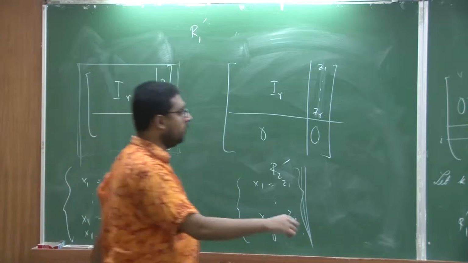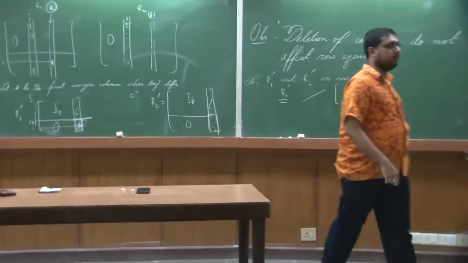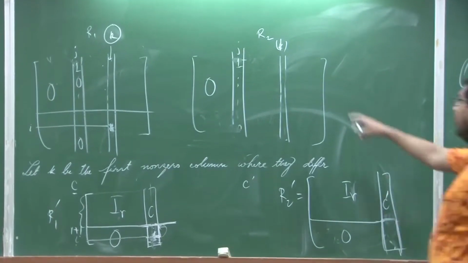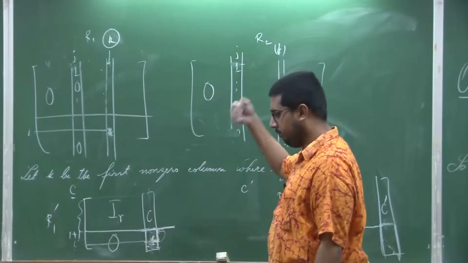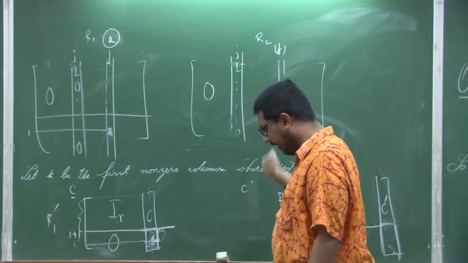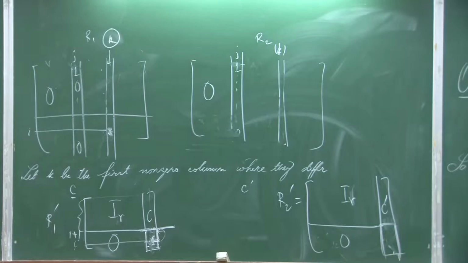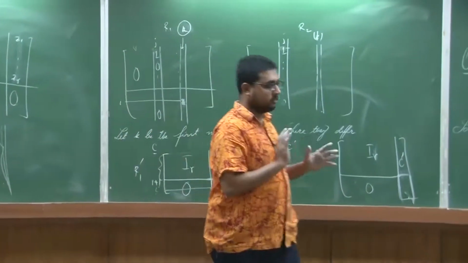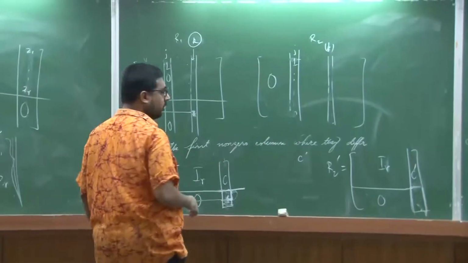I repeat the way we did it. We choose the first column where the disagreement starts. Let K be that column. So, we picked up the kth column and all the columns before that containing the pivotal elements. It is quite clear, right? So, that leads us to the matrices R1 dash and R2 dash.